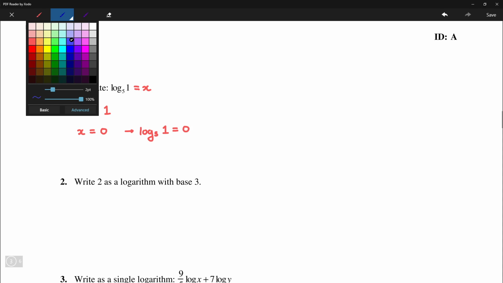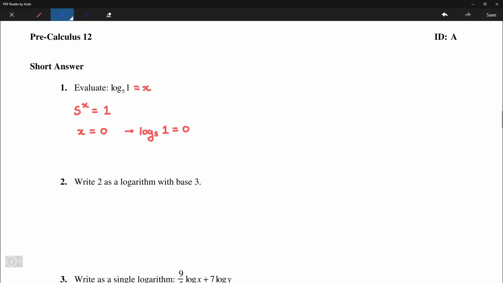Okay, moving on to question number 2. We are going to write 2 as a logarithm of base 3. So 2 is equal to log base 3 of some x. In exponential form, this would be 3 squared is equal to x, which means x is equal to 9. So therefore, 2 written as a logarithm of base 3 should be 2 is equal to log base 3 of the number 9.